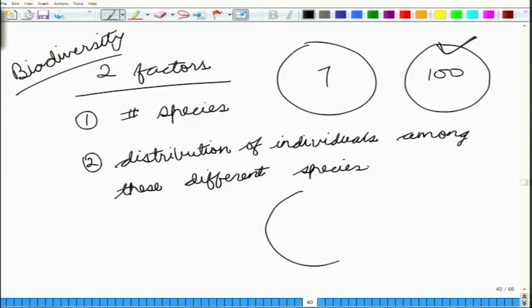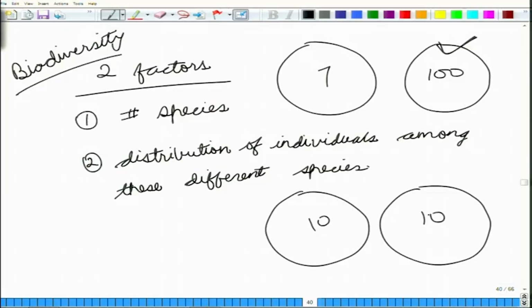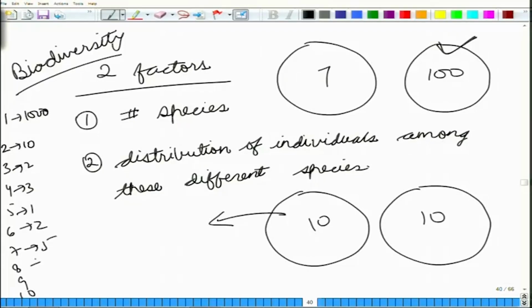But then if we have two communities and the first community has 10 individuals, the second one also has 10 individuals. But in the first case you have individuals such that, for species 1 through 10, the first one has, say, 1000, the second one has, say, 10, then 2, 3, 1, 2, 5, 6, 7, 8. Now, in this case, this community is having this particular species, that is species 1, in so much abundance that if you go anywhere you will only find species 1.